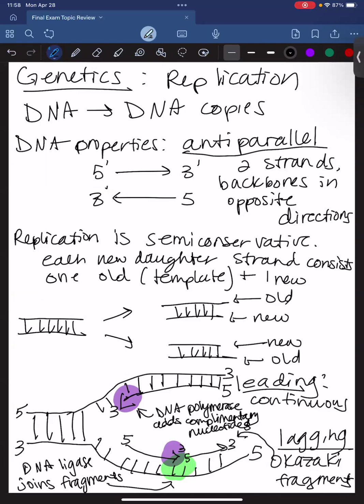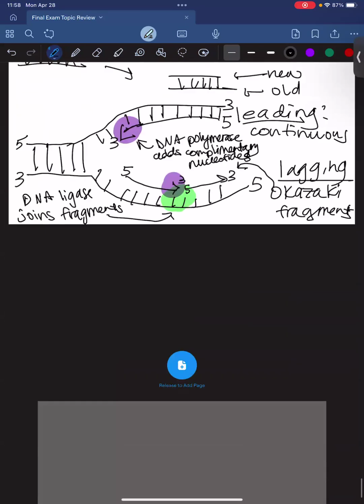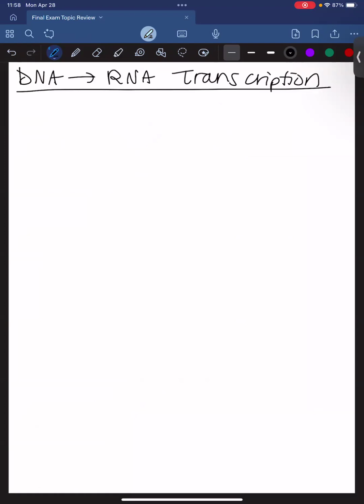Okay, we good? All right. Now let's do transcription. Anytime we're going from DNA to RNA, this is transcription. So for DNA, our nucleotides were A, T, C, G. For RNA, it's A, U, C, G.